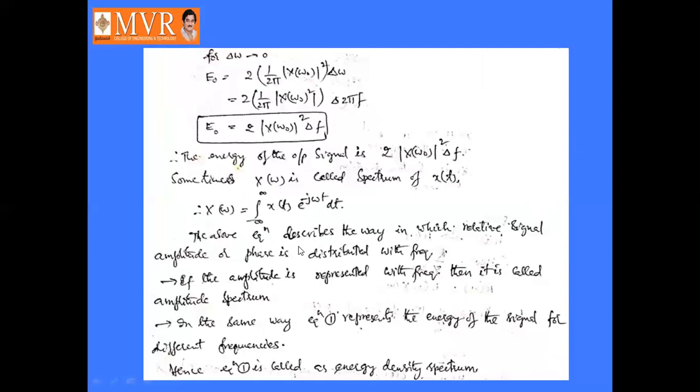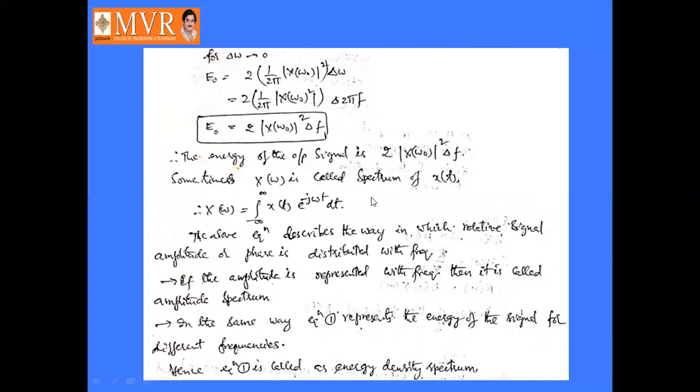Okay, so for delta omega tends to 0, E0 becomes 2 into 1 by 2 pi mod X(omega) squared into delta omega. So it is 2 into 1 by 2 pi into mod X(omega0) squared into delta omega, where delta omega is 2 pi delta f. The 2 pi and 2 pi get cancelled, so it will become 2 times mod of X(omega) squared into delta f. Therefore, the energy of the output signal is 2 times mod of X(omega) squared delta f.